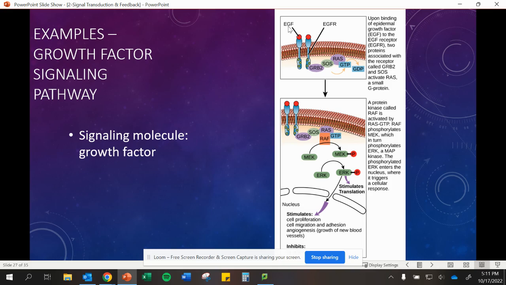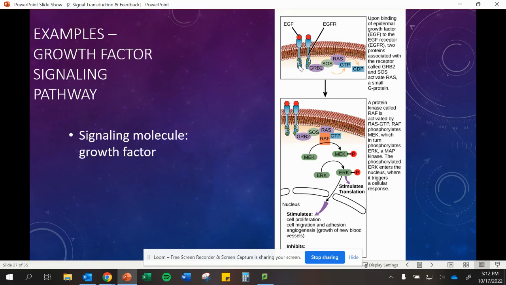So we have this EGF and sometimes EGFR. These are just different protein names. It says upon binding of epidermal growth factor, EGF, to the EGF receptor, EGFR, two proteins associated with this receptor, called GRB2 and SOS, activate RAS, a small G protein.